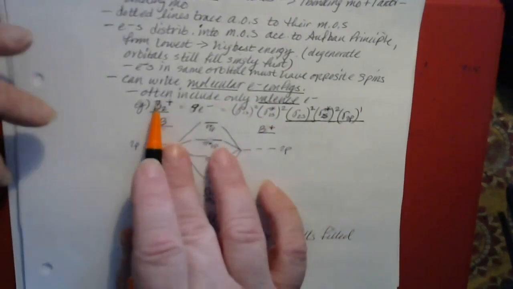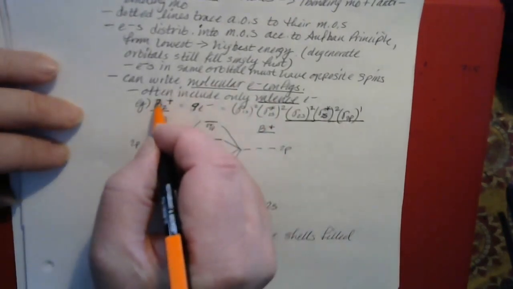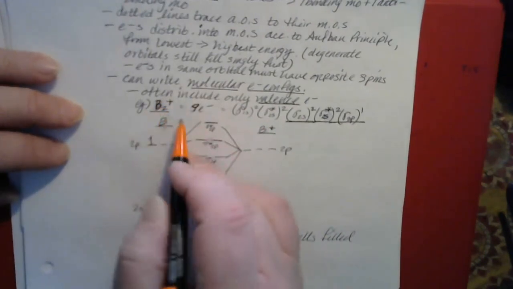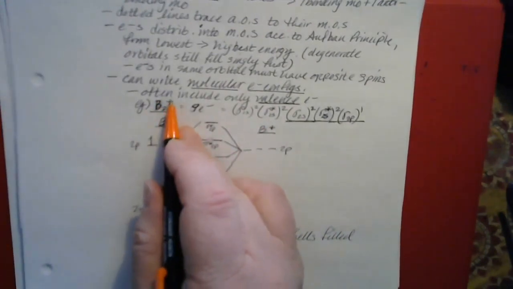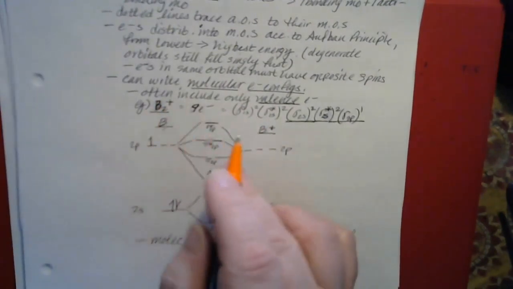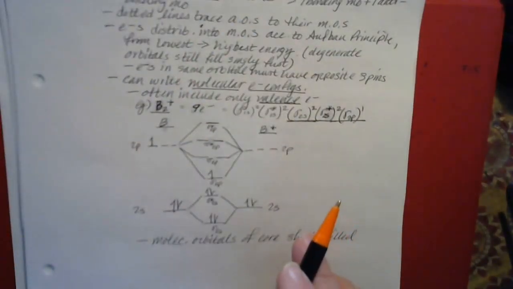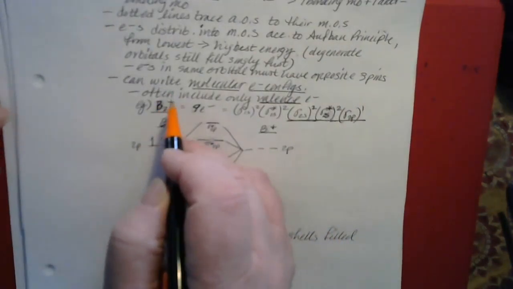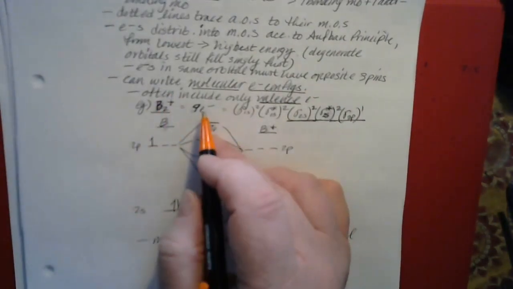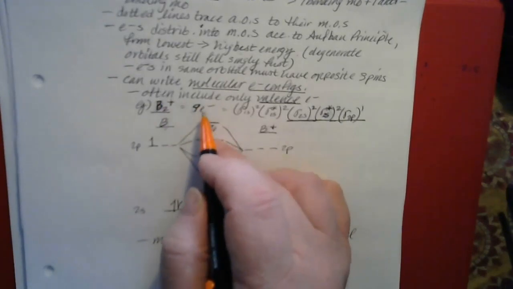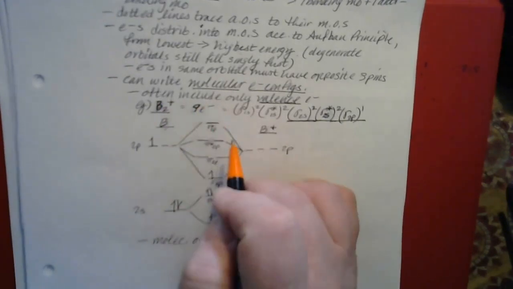So just to look at an early example, we could take B2 plus. That is two boron atoms bonded together, missing one electron. Boron is atomic number 5, meaning each boron atom has 5 electrons. If you put two boron atoms together, you would expect to have 10 electrons. But this is B2 plus, so one of the electrons is missing, and that means this structure is going to have a total of 9 electrons.